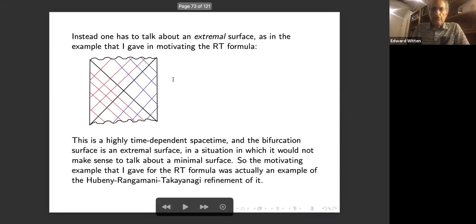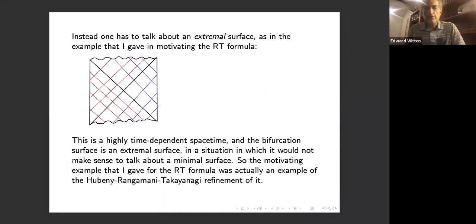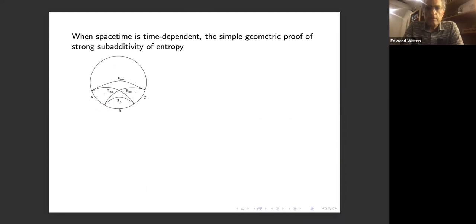So actually, the motivating example I gave for the RT formula was really an example of the HRT refinement of the RT formula. So that was one important refinement of the RT formula. Now, I'll get to another in a moment.